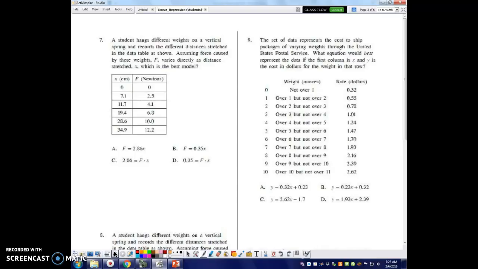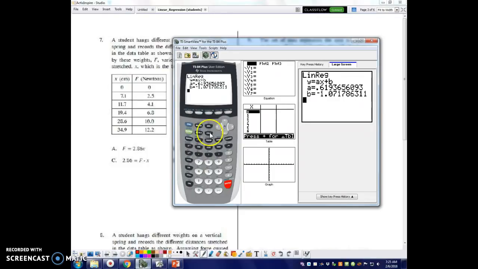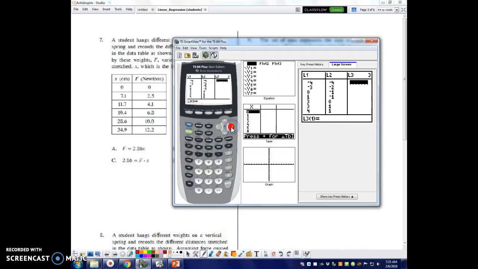Stat, okay? So go to Stat. We want Edit. Go clear everything we have. Clear, Enter. Clear, Enter. Okay, so 0, 7.1, 11.7. Oops, I did 100.